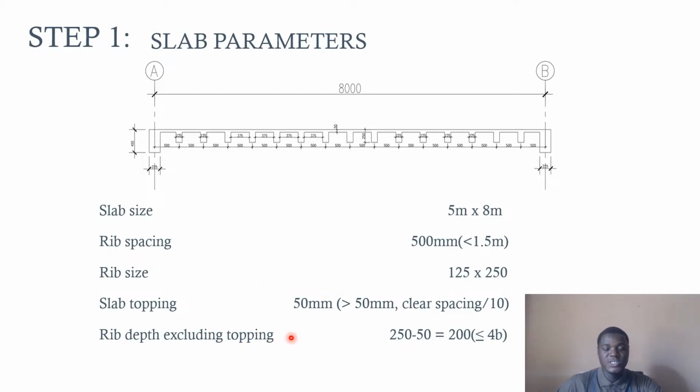And then the rib depth should be the rib depth we assume excluding topping. The total rib depth, including the rib beam and the topping, is 250 mm. Excluding topping, we subtract the topping of 50 mm, so we have 200. This rib depth must be less than 4 times the width of the rib beam. The width of the rib beam in this case is 125, so the rib depth excluding the topping must be at most 4 times 125, which gives us 500. Because in this case we have 200, it meets the requirement.